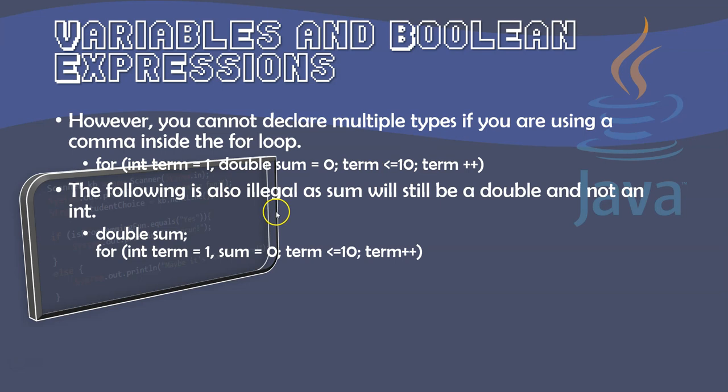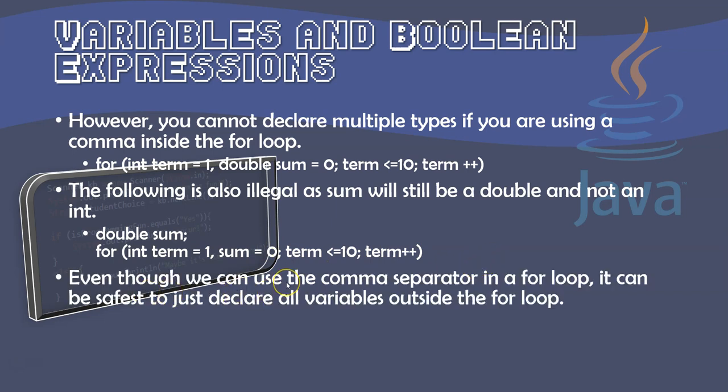So if we wanted to try something else, we say, well, let's move double outside of that loop, and say, well, double sum, for int term equals 1, sum equals 0, term is less than or equal to 10, term plus plus. Well, we have a similar issue because even though we have now moved the double declaration outside, sum is still a double.